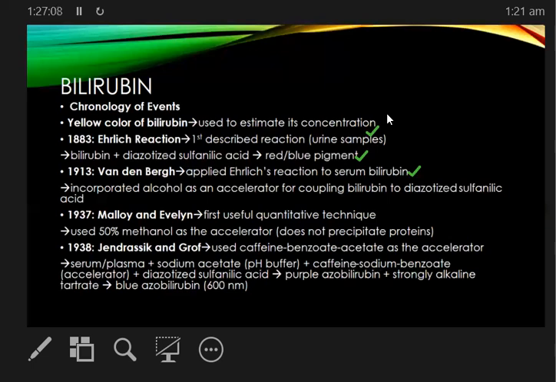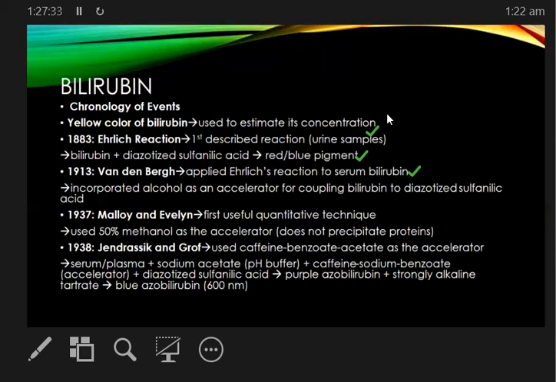If you look at the accelerator used in the Malloy and Evelyn, or Evelyn and Malloy, method, they utilized 50% methanol as the accelerator. The good thing is that it has a lower concentration of alcohol, thus it does not precipitate proteins, unlike in the case of your Van den Bergh reaction.